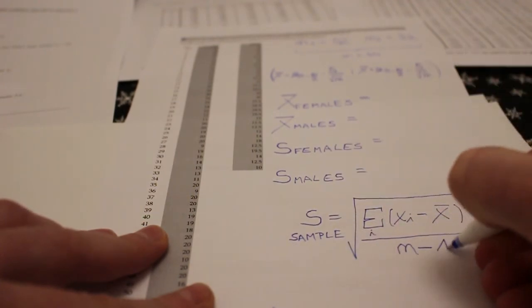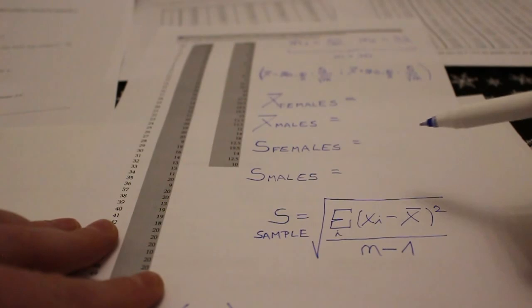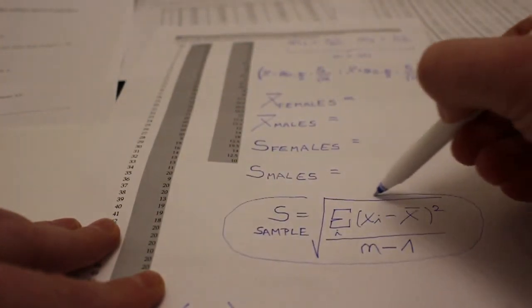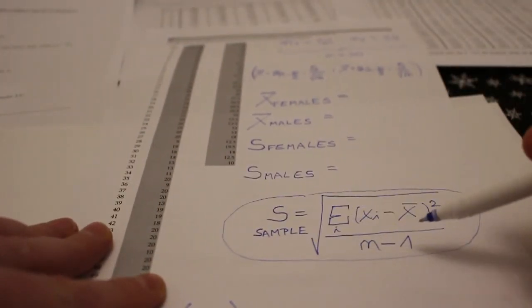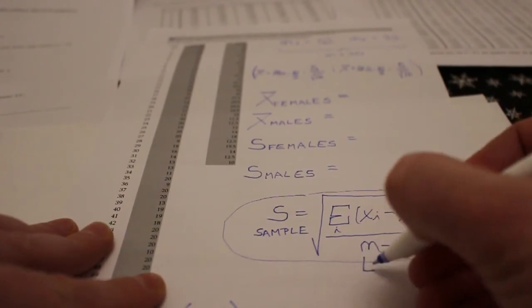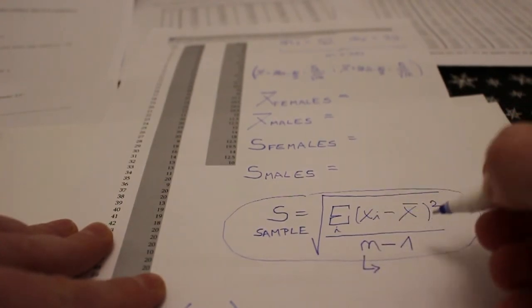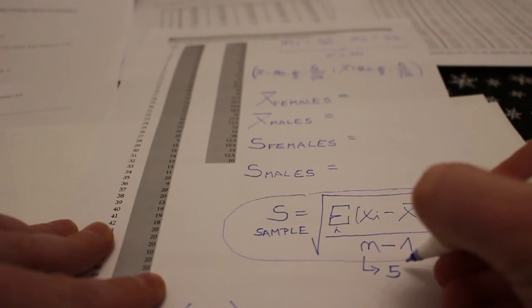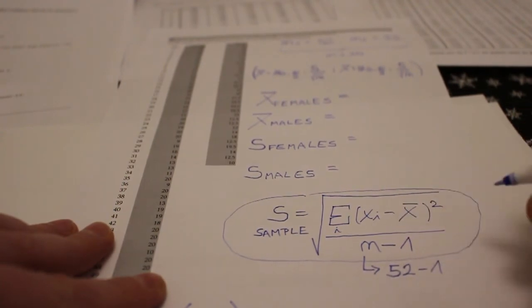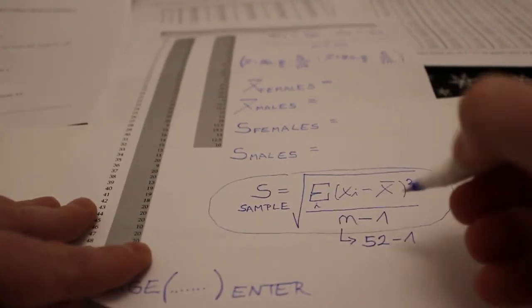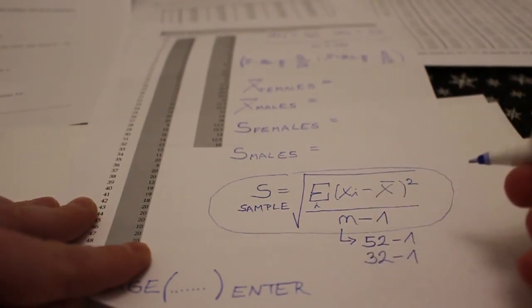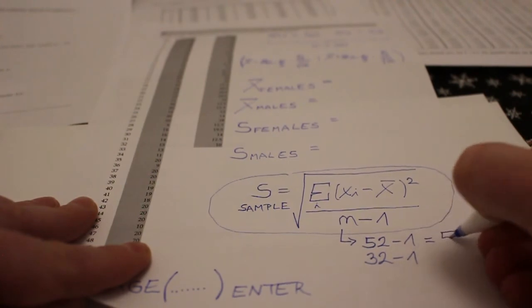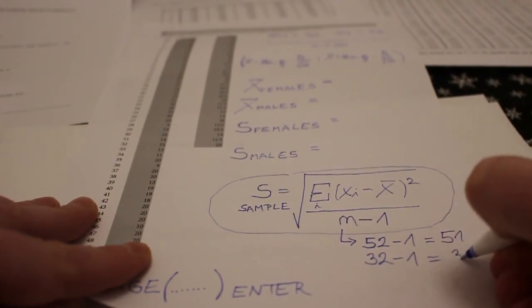So there is n minus 1. Yes, check your formulas from the beginning of our semester and find here the variance or deviation for the purposes of sample. So in the case of females, you will use here 52 minus 1, and for the case of males, you will use here 32 minus 1. Yes, so there will be 51, there will be 31.